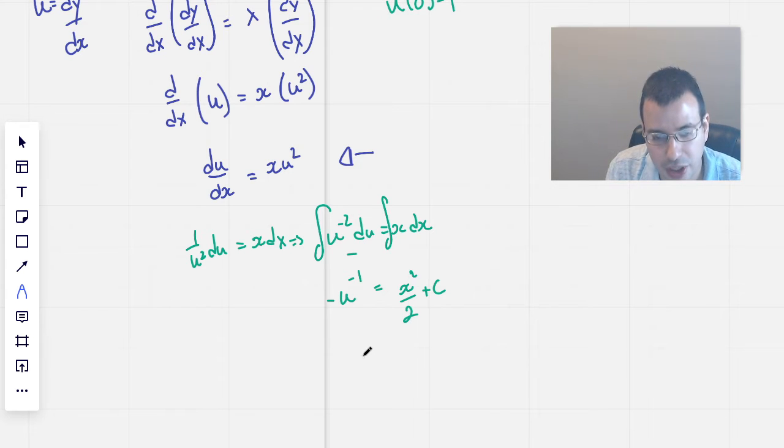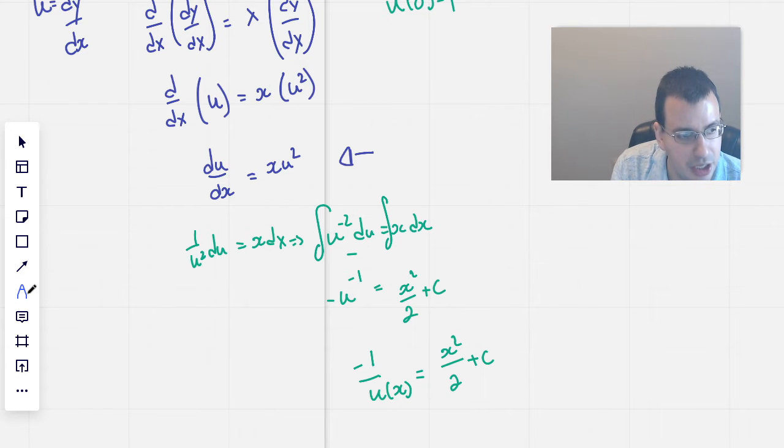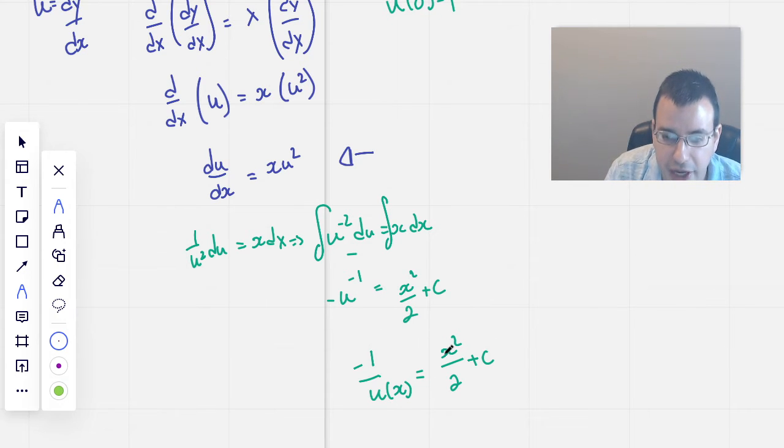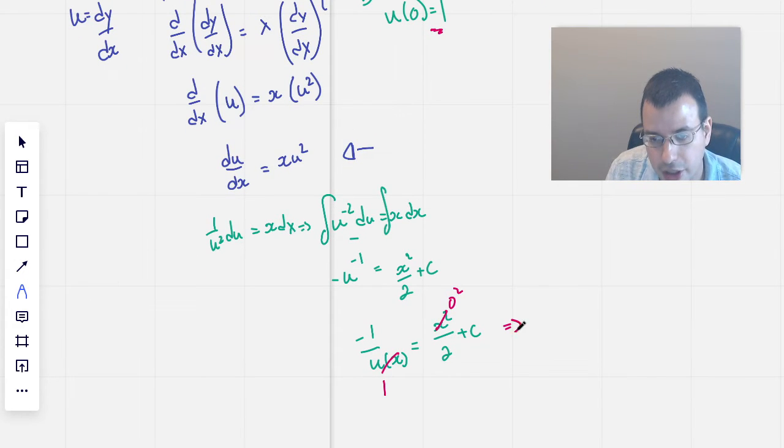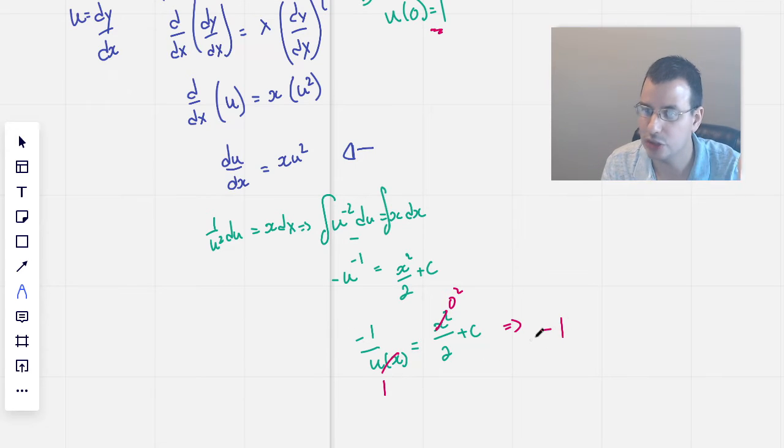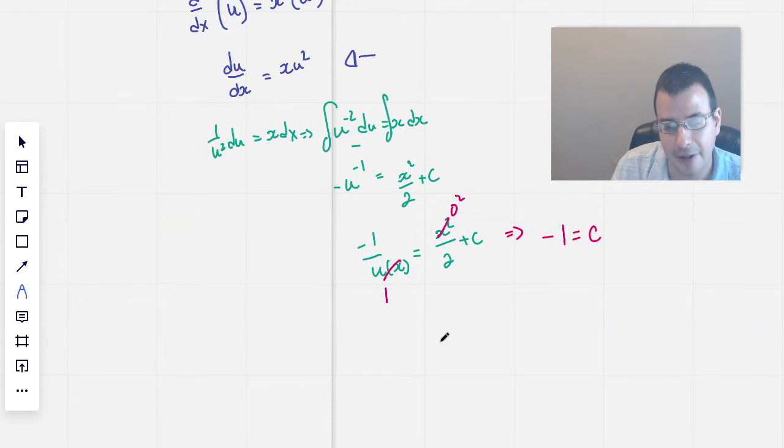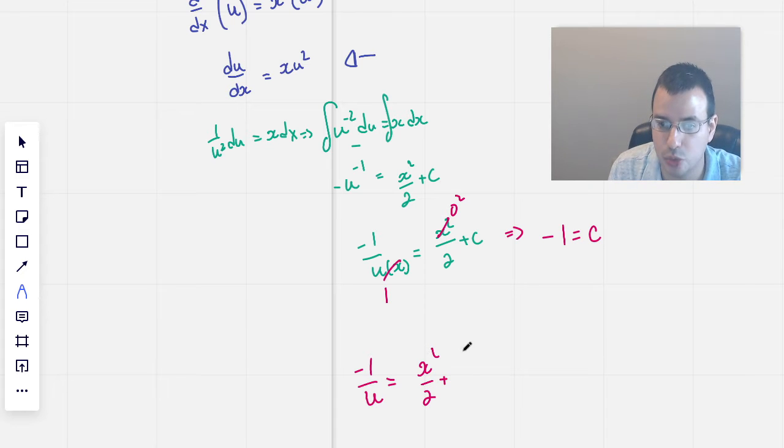So rewrite this. This is going to be negative 1 over u, and I'm going to write this as u of x just to be a little bit extra clear, equals x squared over 2 plus c. And when we plug in 0 for x, this becomes 0 squared, and then we know that the value of u is going to be 1. So we have negative 1 divided by 1 is just negative 1, equals 0 over 2, which would be 0, plus c. So c equals negative 1. So we can say that negative 1 over u equals x squared over 2 minus 1. So it's really plus negative 1, but we're just going to distribute that negative out there.